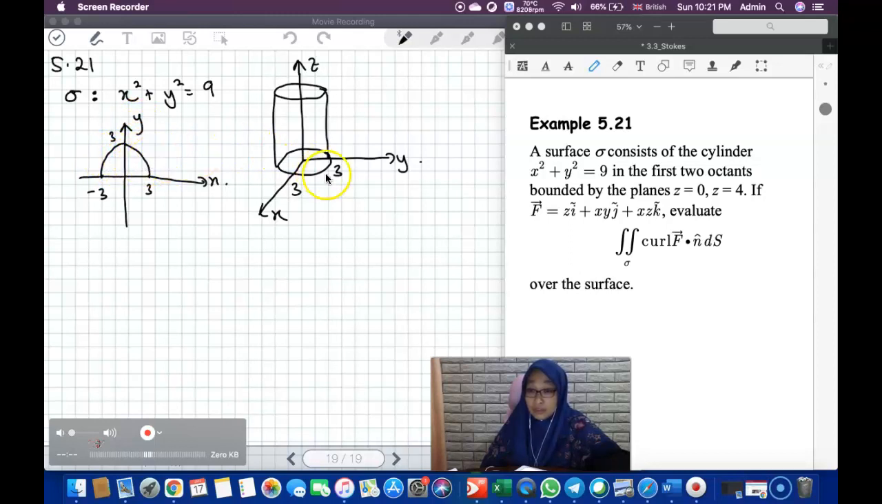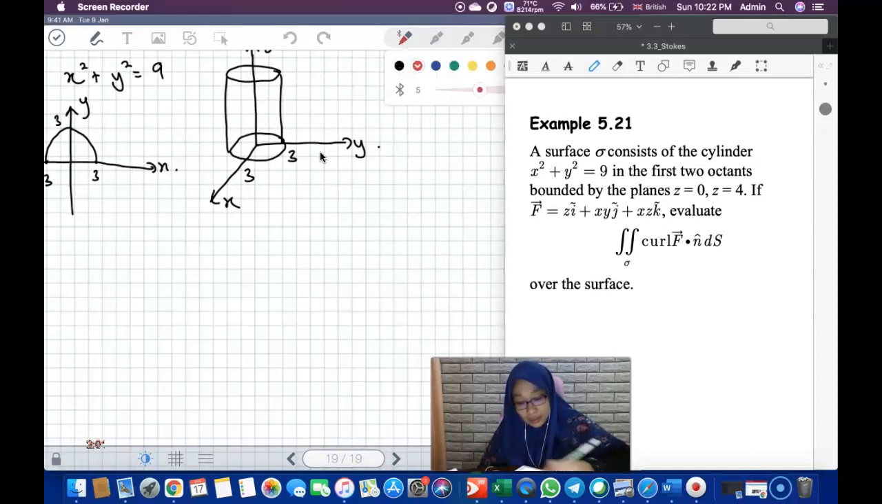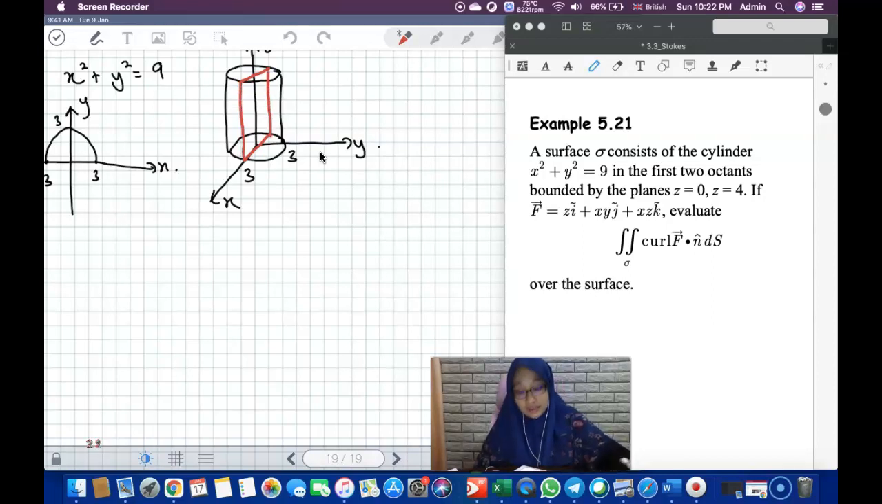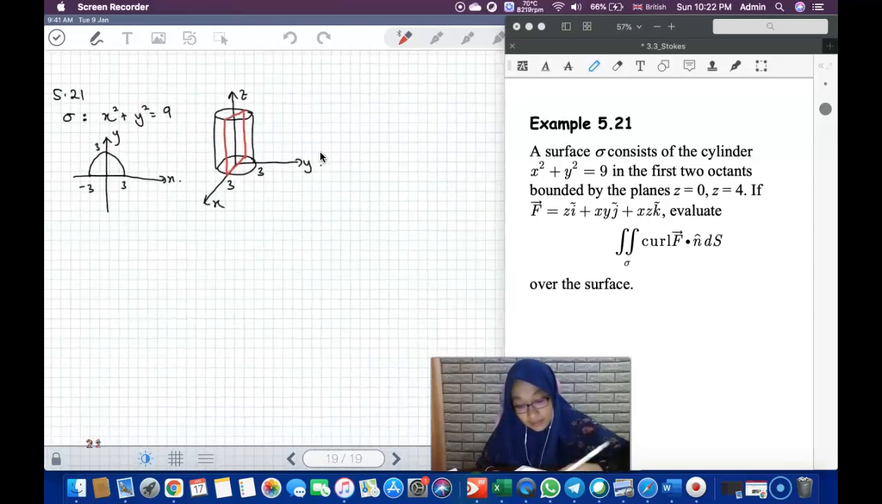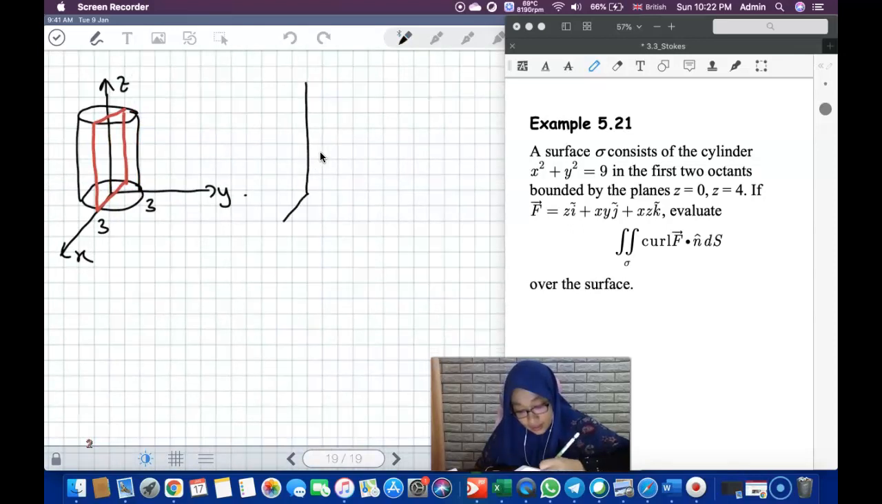So when we convert into 3D, we have a first octant where Z is always positive, and also a second octant. So to get the complete sketch, it should be this one. It becomes half. So we cut the cylinder into two pieces, so the correct sketching should be like this. This is X, this is Y, and this is Z.